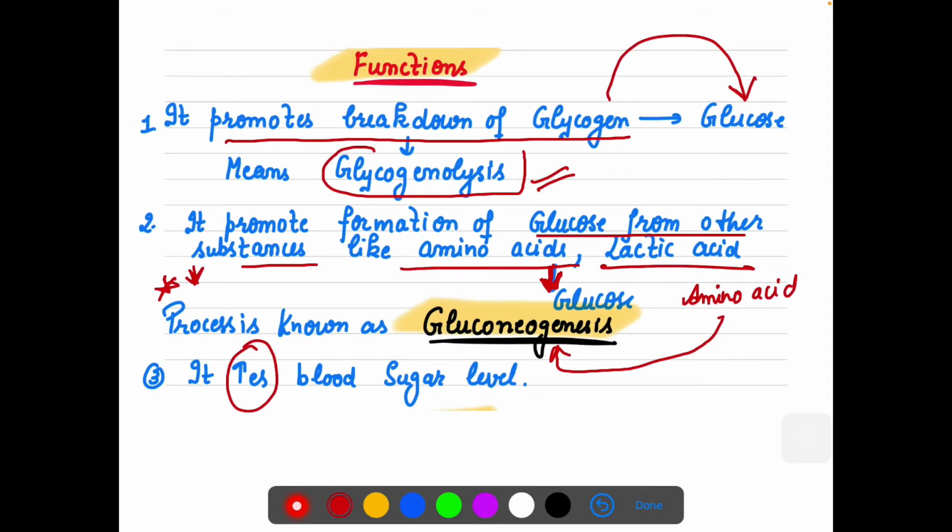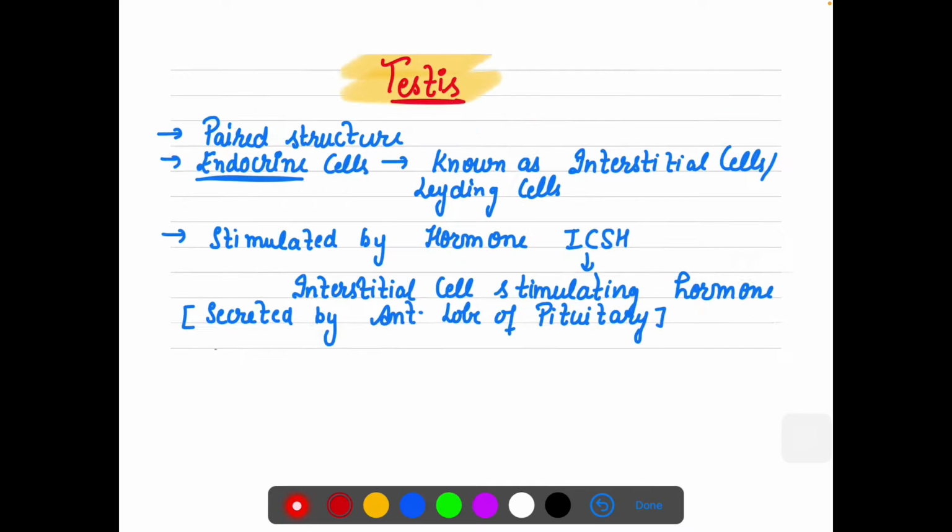So these are the main functions of insulin and glucagon that we need to understand, about how they are regulating or controlling the sugar in our body.